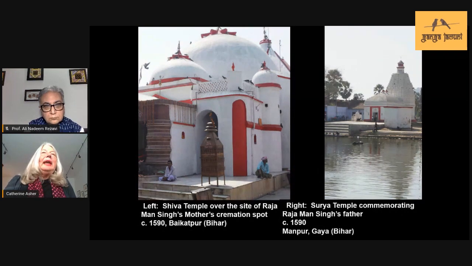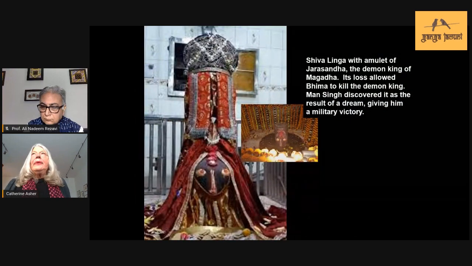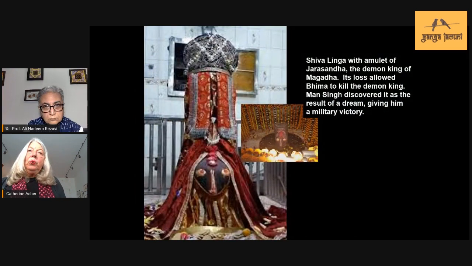He also built a Shiva temple over the site of his mother's cremation spot in a place called Vaikatpur, which is on the Ganges in Bihar. Actually, it's not on the Ganges anymore. The Ganges has shifted, but originally it was on the site of the Ganges. The Vaikatpur temple is a commemorative temple, but it's more than that. It's also a temple to Mughal victory.